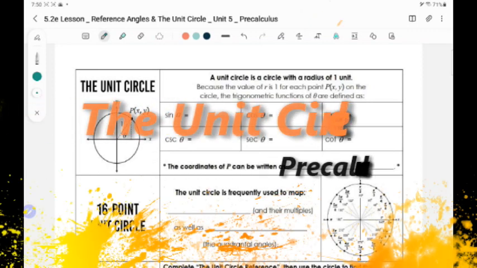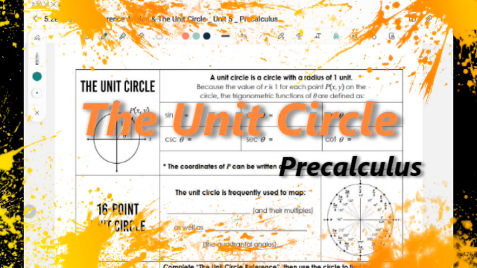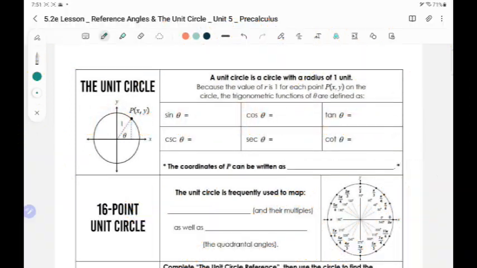Okay, Mrs. Stanley here. We're looking at the unit circle. First, look at the diagram here on the left. You've got a circle put over the x and y axis with the center at 0, 0. Reading this description here, a unit circle is a circle with a radius of 1 unit. So the radius each time, no matter where you are on the circle, that measurement is 1, okay?